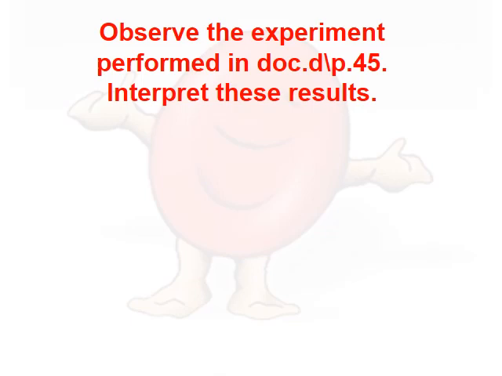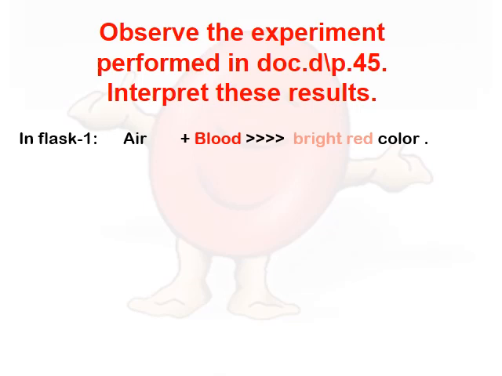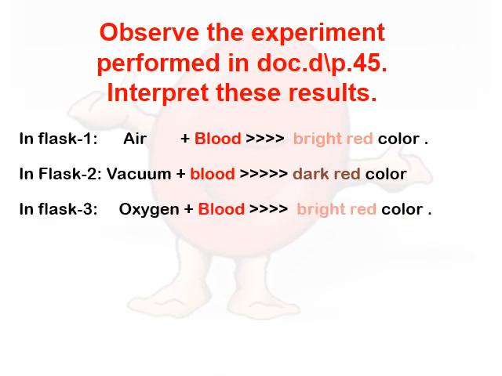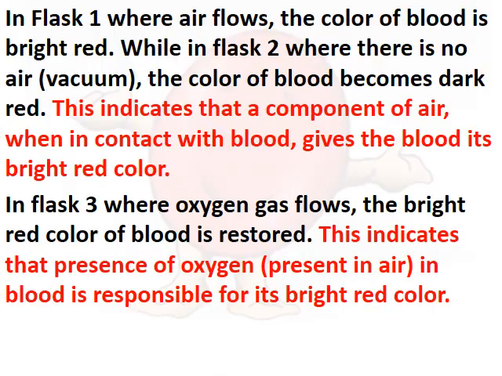Here you have to go back to your book, document D, page 45. Observe the experiment and interpret the results. How can you interpret? As we said before, interpret means that you have to do an analysis plus a small indication. In flask 1, air plus blood gives a bright red color. In flask 2, vacuum, so no air plus blood, gives a dark red color. In flask 3, oxygen plus blood gives a bright red color.